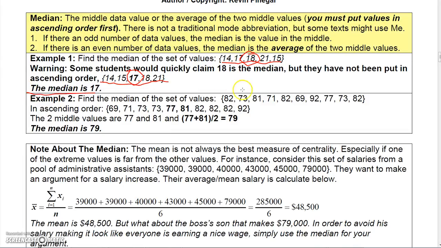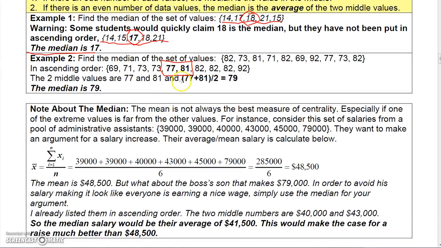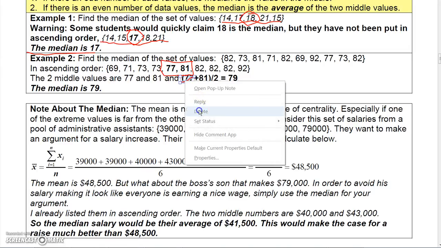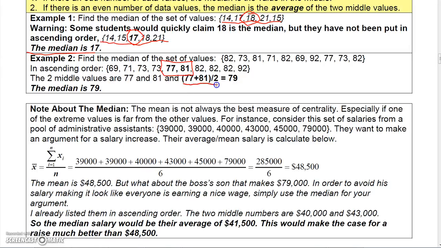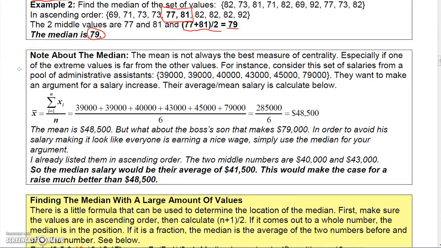Now you may ask, what happens if there are 2 middle values? Like in this set of data, there are actually 10 values here. If you write them in order from least to greatest, you'll see there are 2 middle values, 77 and 81. When that happens, you average the middle values. We take the 2 middle values, add them together, and divide by 2 to get the average of the 2 middle values, which is 79. So 79 is what we would use for the median.